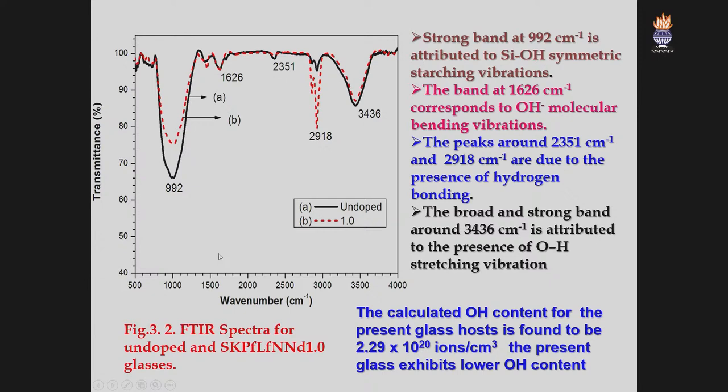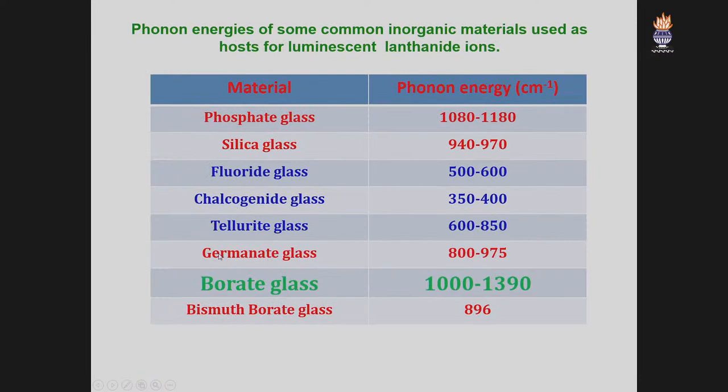Here I have shown one FTIR spectrum. This is a beautiful picture. How can we analyze this FTIR spectrum? You can see there are different functional groups present in this spectrum. We have to assign the peaks to particular wave numbers, and there you can see different bondings, like symmetric stretching vibrations, that we can identify by using this FTIR spectrum.